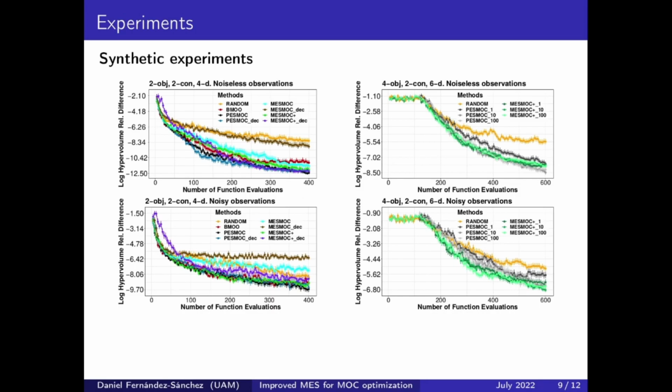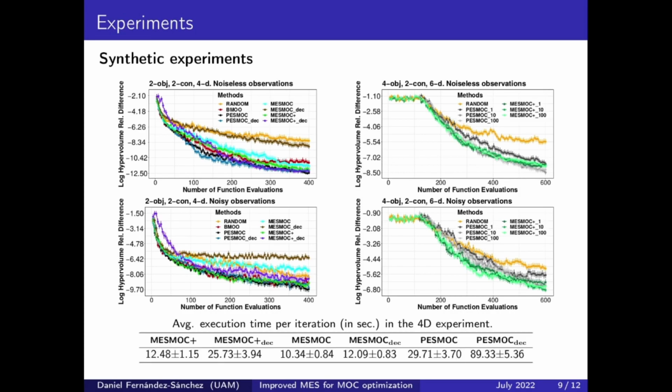These are the results. We can see that MESMOC plus is more robust than PESMOC with respect to the number of Monte Carlo samples, because MESMOC plus performs better with fewer samples, but the differences between them become smaller as the number of Monte Carlo samples increases. In the execution time per iteration of MESMOC plus, PESMOC and MESMOC, we can see that MESMOC is the fastest method, followed very closely by MESMOC plus, but MESMOC plus performs much better.